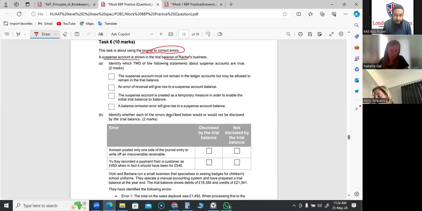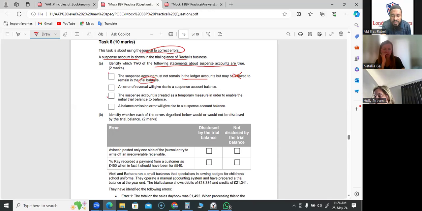So, identify two of the following statements that are correct about the suspense account. Look, it's very, very tricky. This one and that one are very tricky. The suspense account must not remain in the ledger, but may be allowed in the trial balance. That's wrong. A suspense account should not be in the ledger, and should not be in the trial balance. Am I understood? Using error correction, you wipe it out in a systematic manner. So this is not the answer.